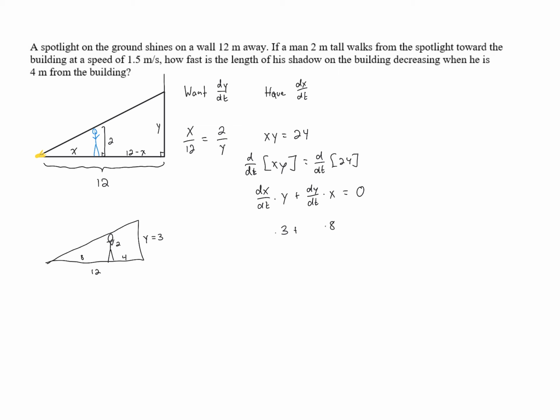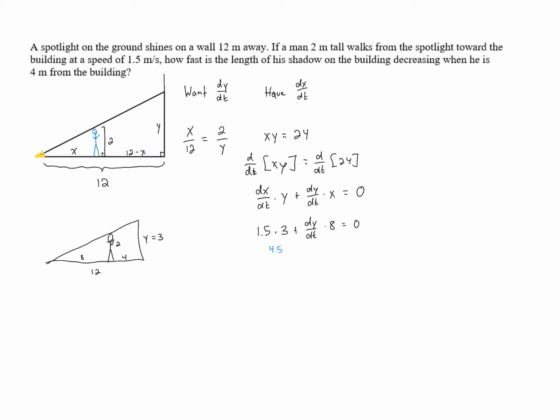And we have dx over dt. We know that he is walking towards the building at a speed of 1.5 meters per second. So x is changing at 1.5 meters per second. So dx over dt is 1.5. We do not know dy over dt yet. That is our unknown. So we need to solve 1.5 times 3, which is actually 4.5.